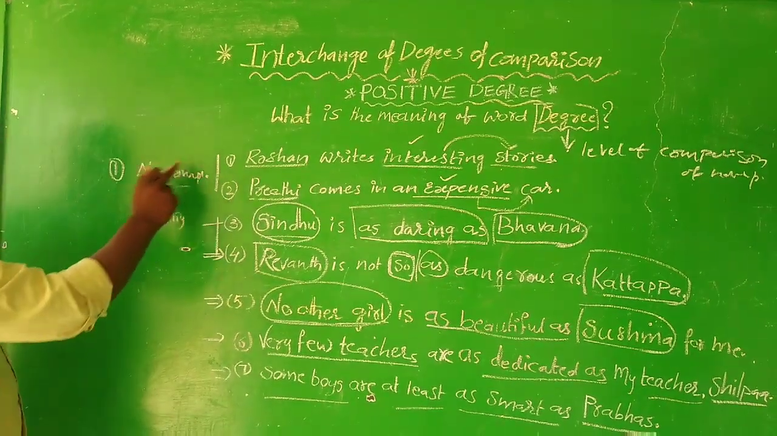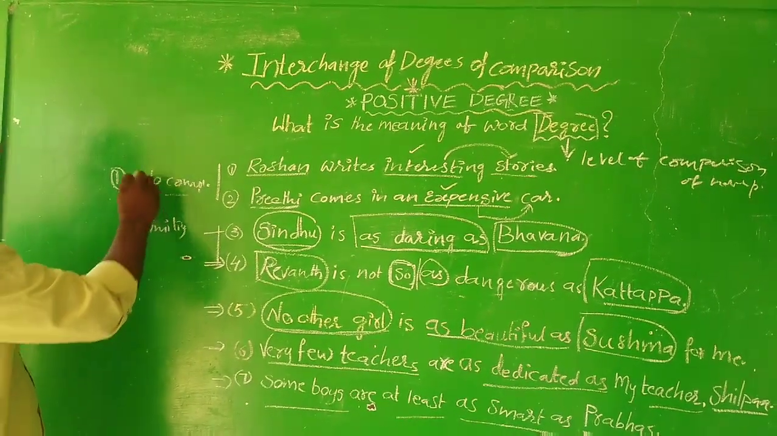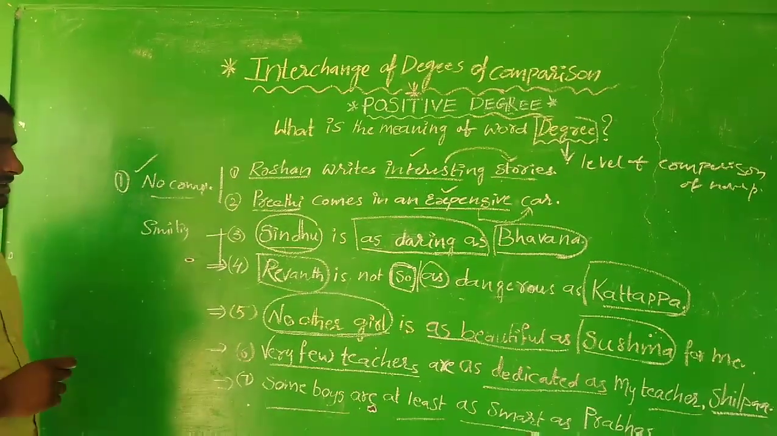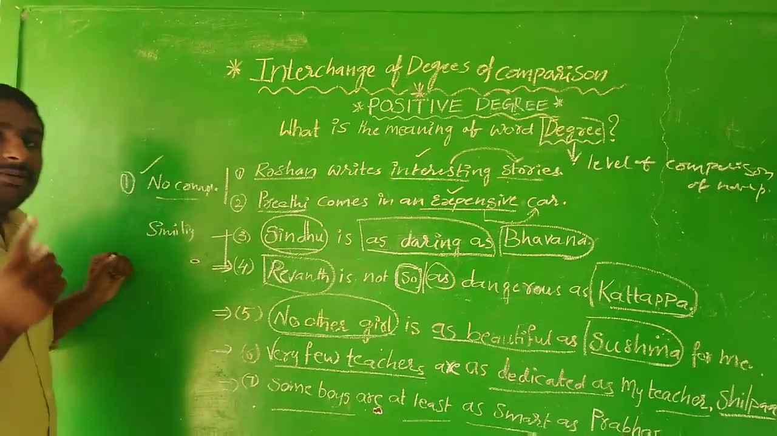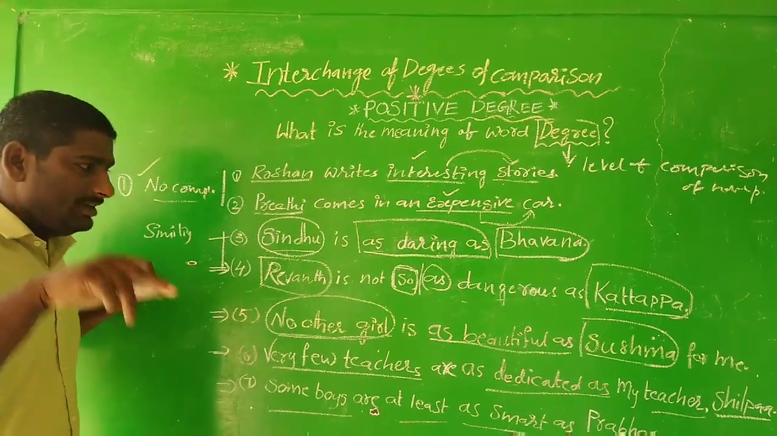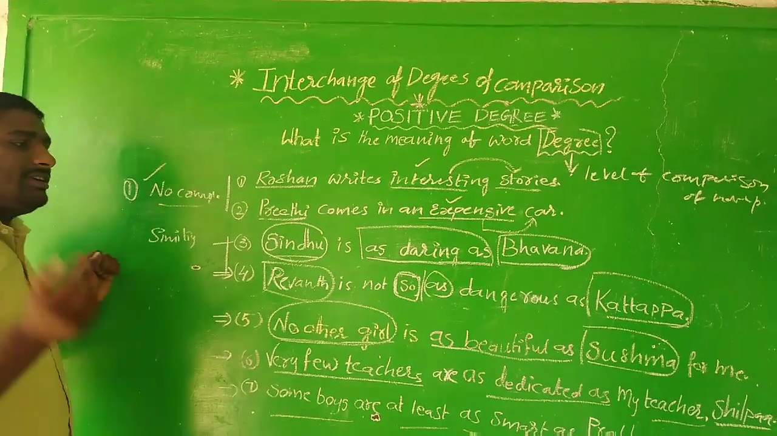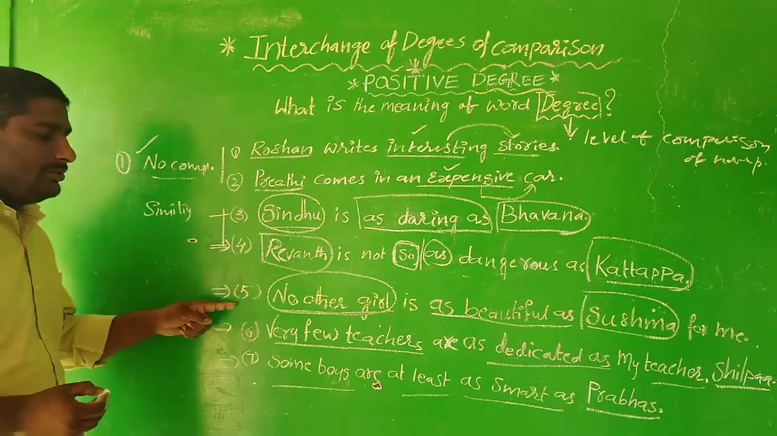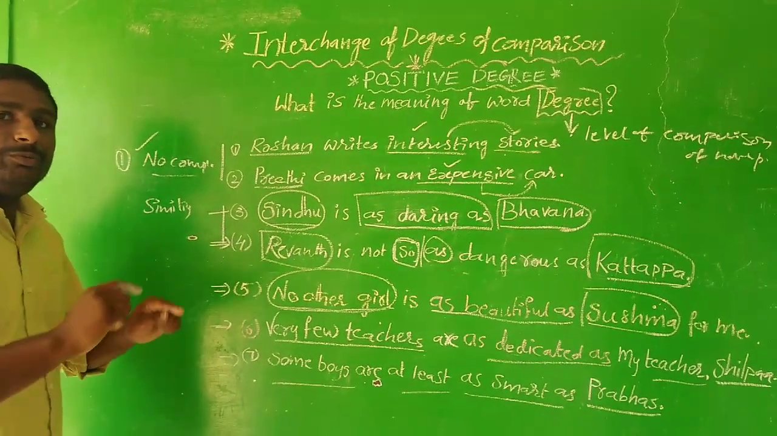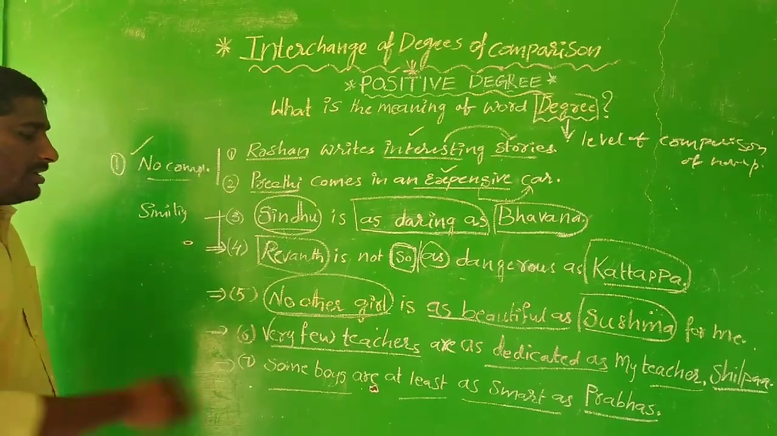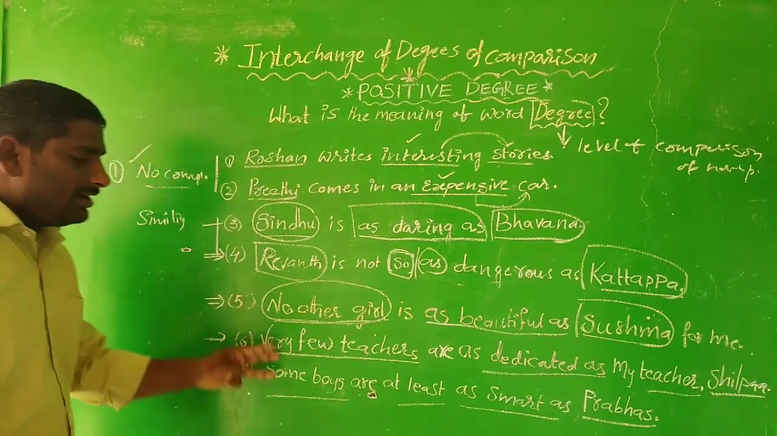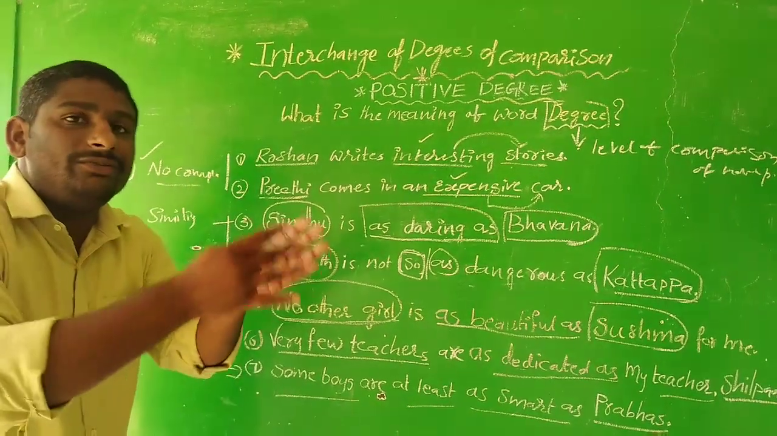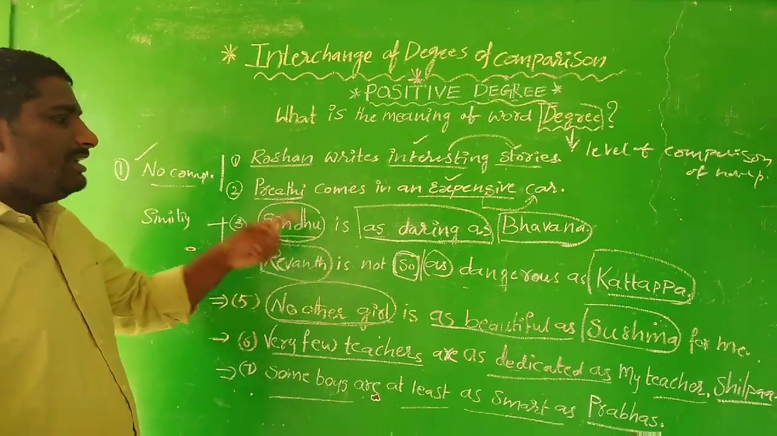The first and second sentences say there is no comparison. This is the first quality of the positive degree. The third and fourth sentences show a comparison between two similar persons. The fifth, sixth and seventh sentences show a comparison between a group of people and an individual. So a group of people are compared with an individual.